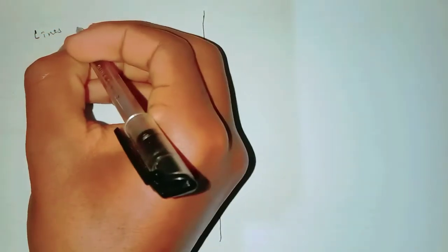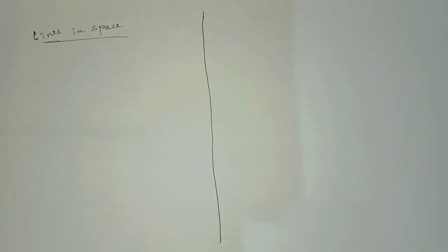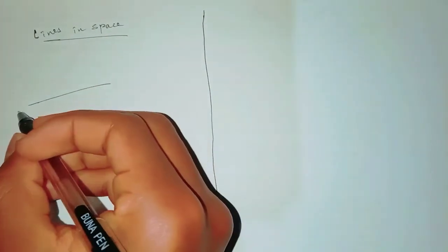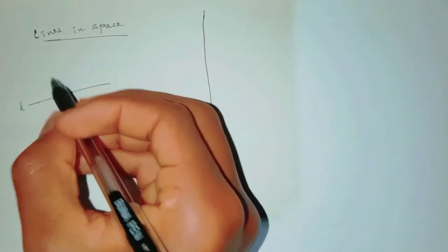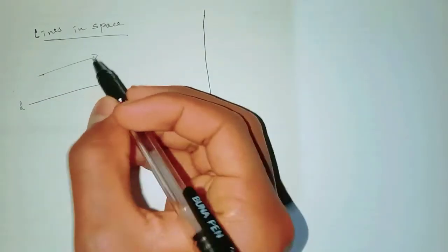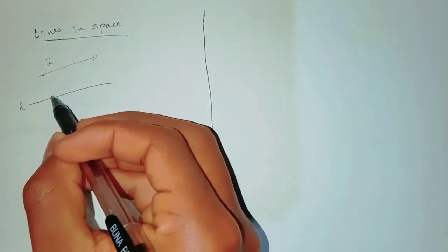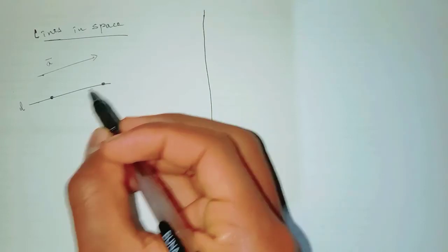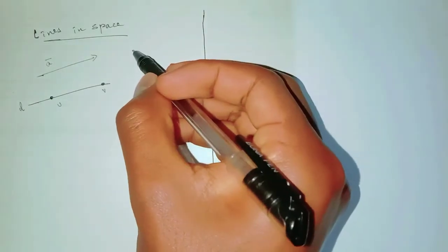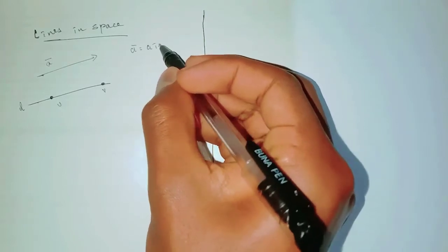Lines in space. You want a line, a space line. Parallel vector a line is parallel to a vector. A point on the line U, and a vector a equal to ai plus bj plus ck.